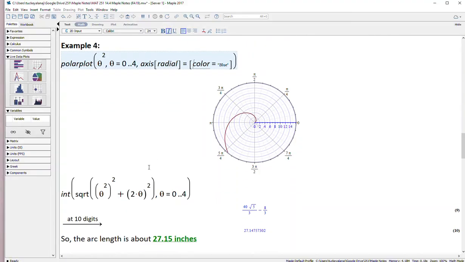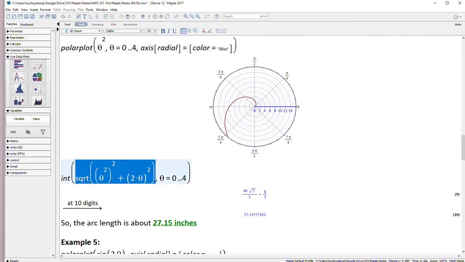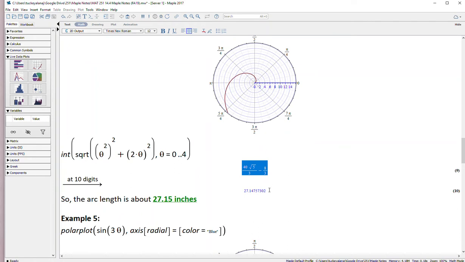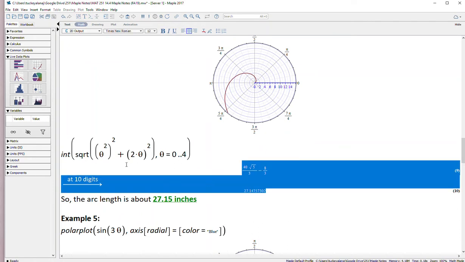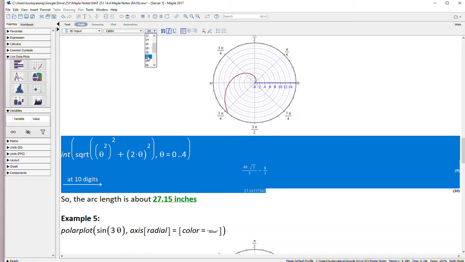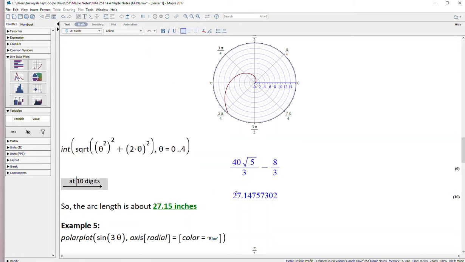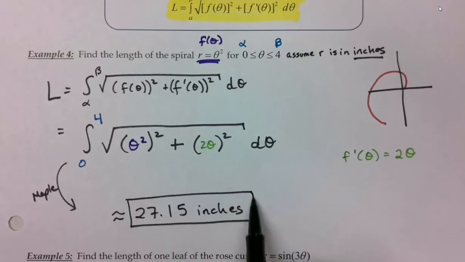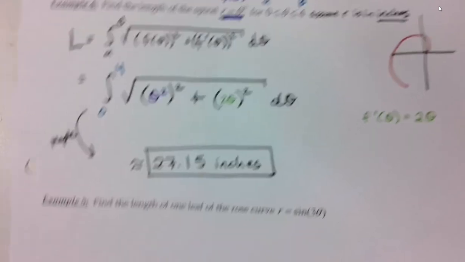So I told it to take the integral of the square root of theta squared squared plus 2 theta squared from 0 to 4. And it gave me this lovely answer, which is correct, but a little bit hard to work with. So I said, okay, that's lovely, but I would like that in decimals, please. And so it gave it to me in decimals at 27.147. So I would say about 27.15 inches. And that's what I would write on my sheet. There we have it.